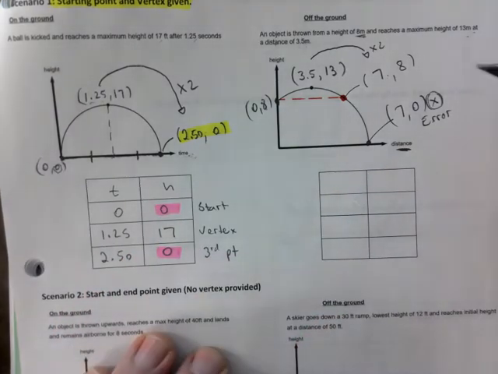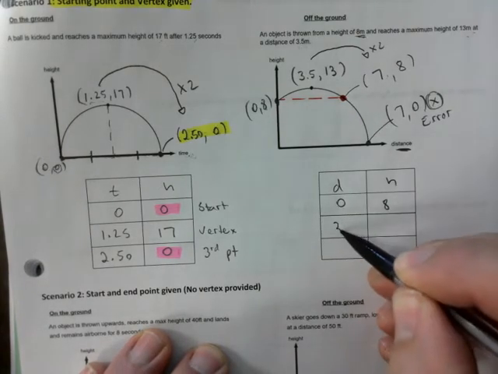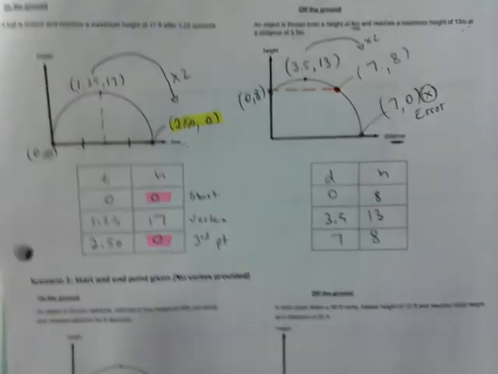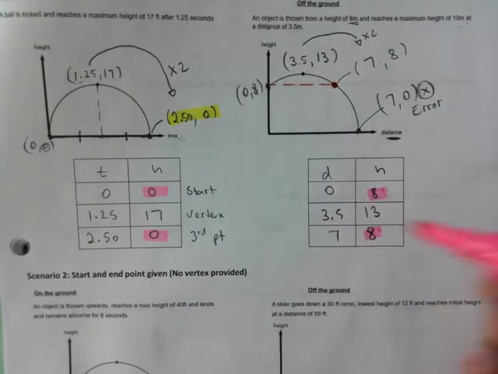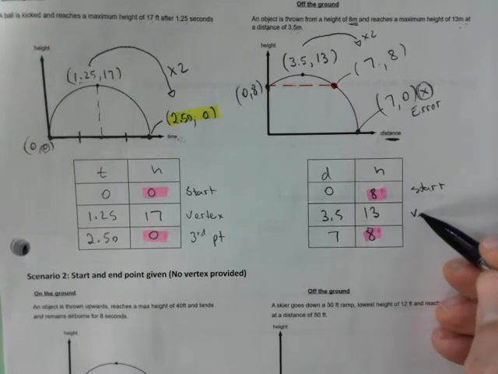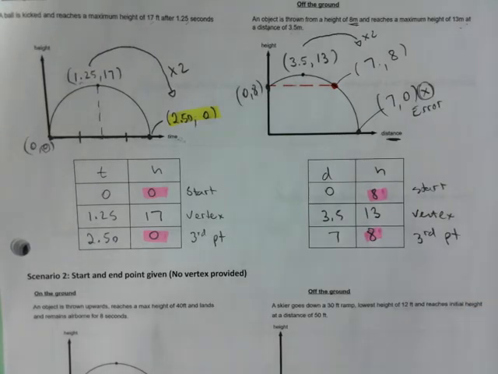Remember, this would be distance and height. And so you got 0, 8. This is where you see whether or not you made a mistake. Obviously, this is going to go into L1 and L2, and that's what I'm after here. So this is your start, this is your vertex, and this is your third point. You know where I'm going with this, right? If you have the vertex and your starting point, just go right across and try to find the one that's right across from it. That's what I'm trying to say here.